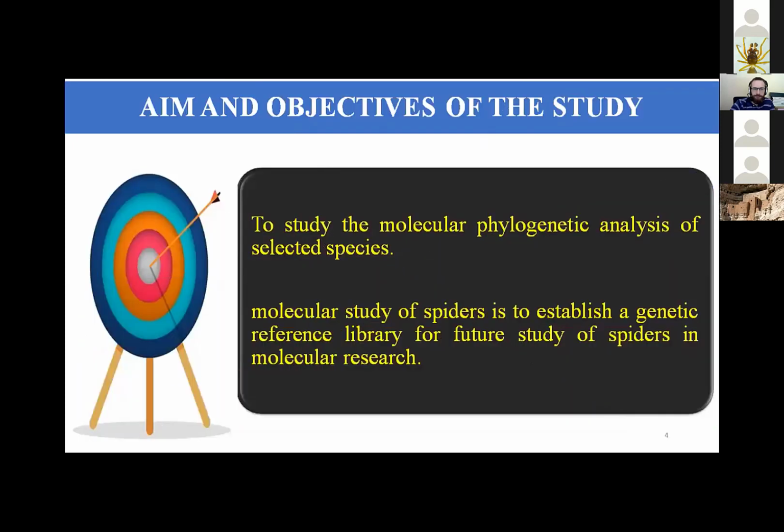Coming to the aim and objective, the main objective is to study the molecular phylogenetic analysis of selected species. Molecular studies of spiders aim to establish a genetic reference library for future study of spiders in molecular research.